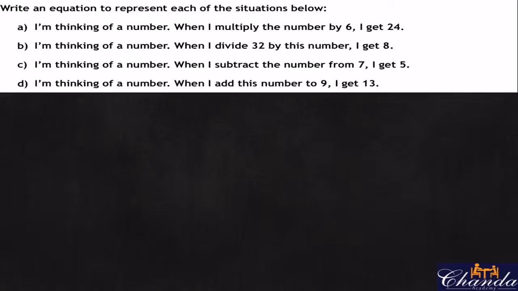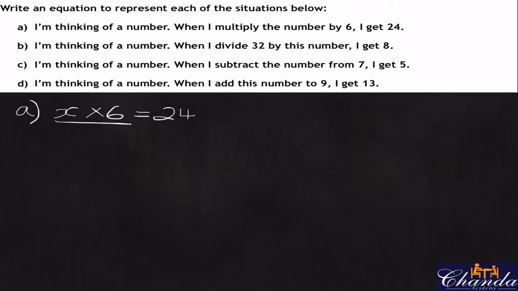It says, write an equation to represent each of the following situations below. Part A says, I'm thinking of a number. When I multiply the number by 6, I get 24. Let's say I pick the number to be x. It could be any letter I want; there are 26 letters. Now, when I multiply that x by 6, the result that I get is 24. So it's just x times 6 is equal to 24.